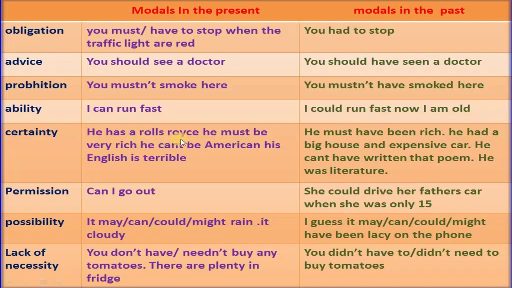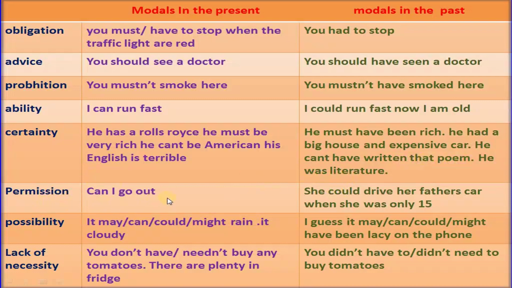Certainty. He has a Rolls Royce. He must be very rich. He can't be American. His English is terrible. He must have been rich. He had a big house, an expensive car. He can't have written that poem. He was literature.